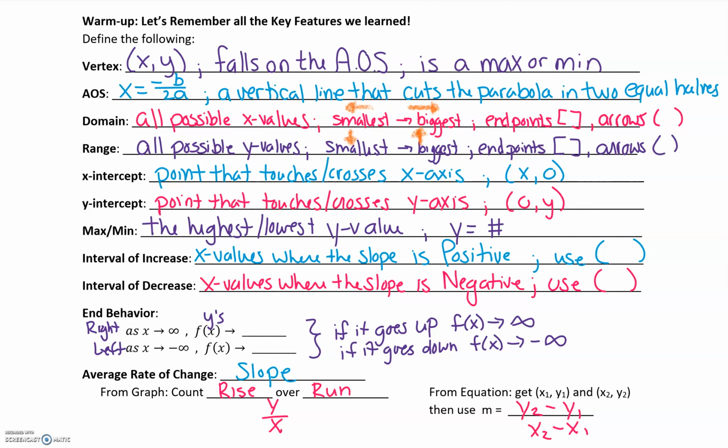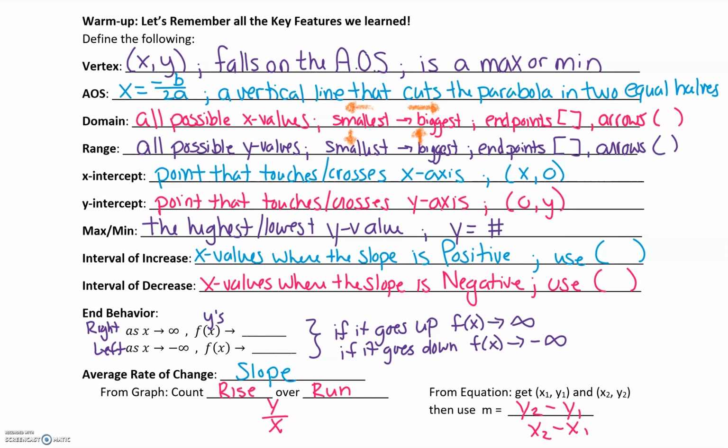Domain is all your x's. Range is all your y's. We always write those biggest to smallest. If there's an endpoint, you get a bracket. Arrows get parentheses. X and y intercepts, that's where you have to touch or cross the specific axis, and we write that as an ordered pair because they're points on the graph.